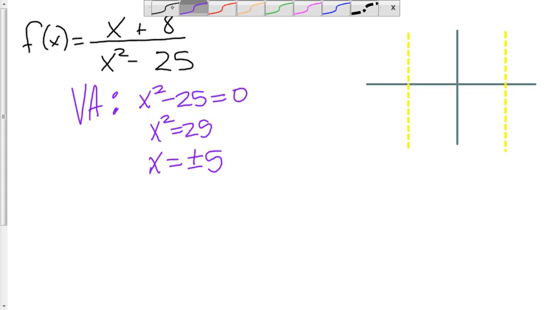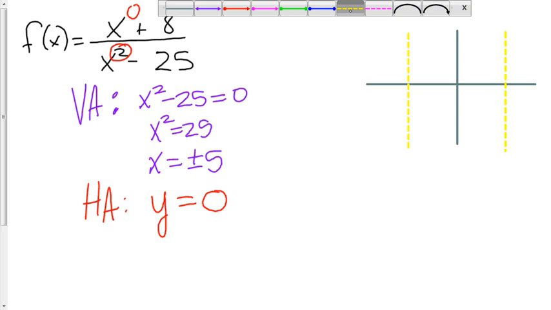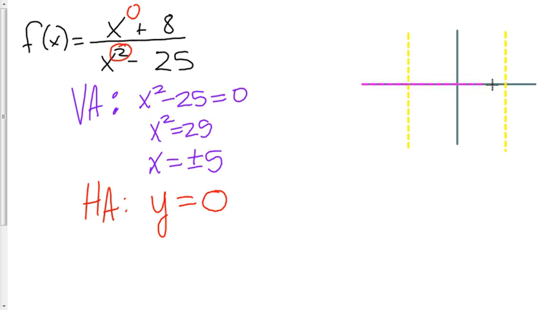Second thing that we're going to look at would be a horizontal asymptote. And now we have to look at the degrees. Degree here is 1, here it is 2. Since that one is smaller, our horizontal asymptote is y equals 0. So then we have this horizontal asymptote there.